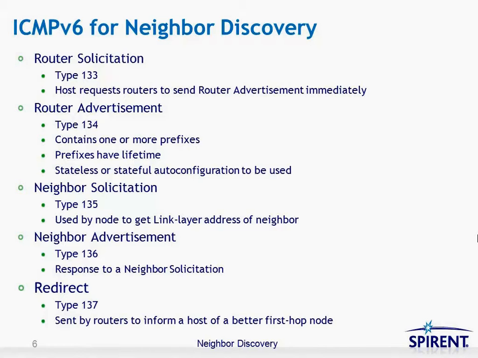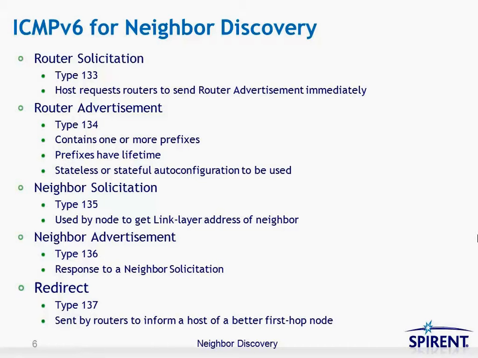So the different types of neighbor discovery messages, you have router solicitation, which is type 133. It's used by hosts to request routers to send an advertisement immediately, as opposed to waiting a minute or two for the next router advertisement to be sent automatically. The router advertisement type 134 is an advertisement I just mentioned, and in it contains one or more prefixes. It has a lifetime, and it's used for either stateless or stateful auto configuration. And we'll talk more about that a little later on.